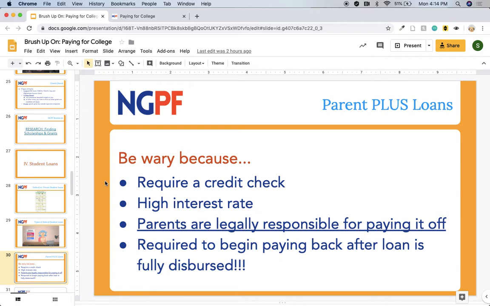And you're oftentimes required to begin paying back the loan after it's been fully dispersed. So there's just a lot of things to be cautious about when accepting a Parent Plus loan. A lot of times these kinds of loans are embedded into the financial aid award letter, and so your attention to detail has to be pretty on, so that way you can make sure that you catch this loan in your student award letter.